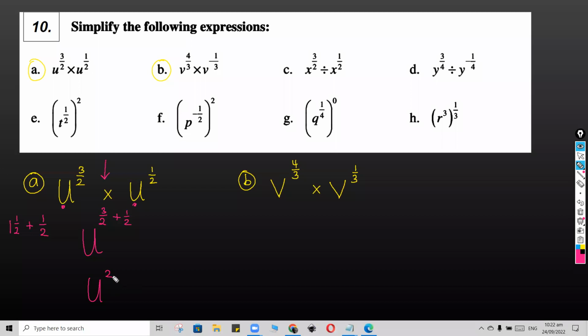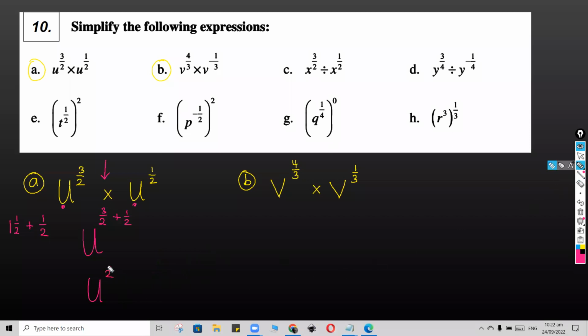It doesn't matter, it's just adding the fractions, right? The answer is not square root. Square root is different from squared. Square root is this, U square root. That's totally different from squared. That's the opposite of squared, in fact.